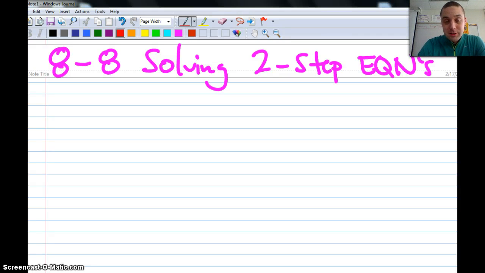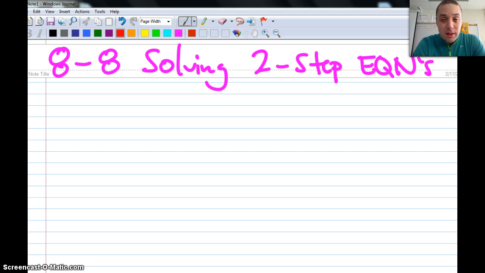We're in chapter 8 still, and we're in lesson 8.8, and the title for your notes is solving two-step equations. So we're going to take what we just learned in lesson 8.6, which was solving one-step equations, and build onto that, obviously, with a two-step equation. Like before, anything I put up here, you put in your notes, and if we need to slow things down, just pause or ask the person running the video to pause and catch up.